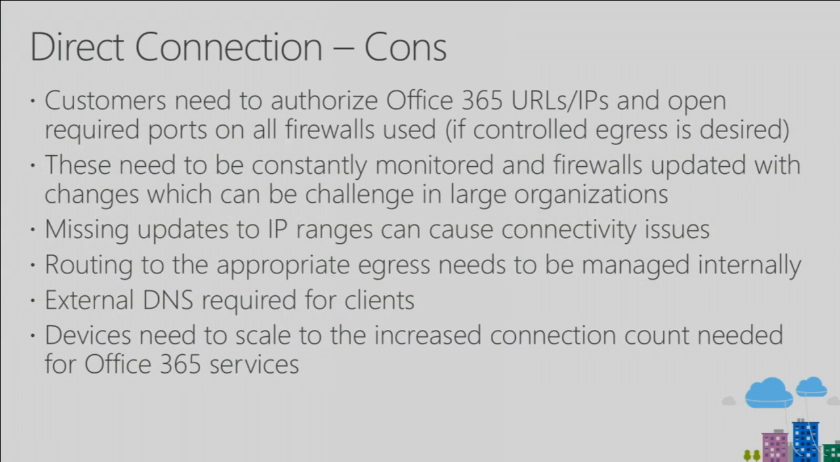But there are a list of cons to this. We've got a large list of IPs, and they change very often. So management has to be done to make sure that that list is up to date. And that can be a challenge for a large enterprise. If you miss an IP range off that we've added, then that can cause connectivity issues to your user. Routing to the appropriate egress needs to be managed internally on the network. So with a proxy, we just connect into the internal IP address of the proxy. Not so with a direct connection. And we require external DNS resolution. Again, could be a challenge if a company doesn't generally do that. Those devices still need scaling, though.